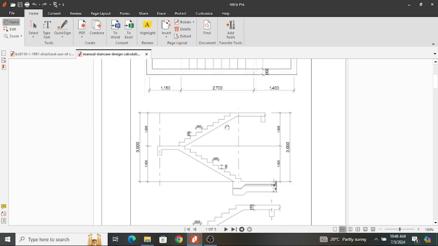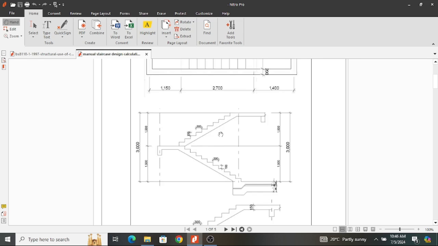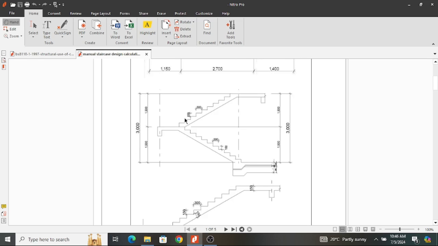Here is a simple section of how the staircase looks. And as said, we will see the riser, that is the height of the step, that is 150 millimeters high. And then the width of the step, which we normally call the tread, is 300 millimeters wide or long. And this is the same for this flight and this flight. In this case, we are going to assume that our flights are of the same dimension.